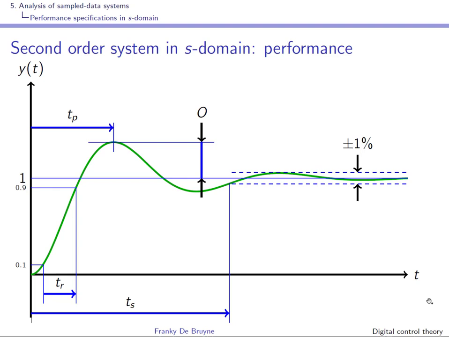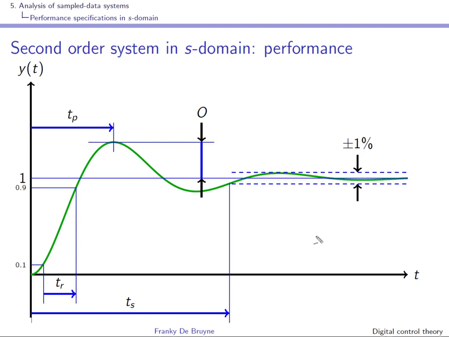The first one is TR, and TR stands for rise time. It's the time that is needed to go from 10% of the final response to 90% of the final response. TS is the settling time. It's the time that is needed for the response, the step response, to settle in a band of plus minus 1% of the final response.